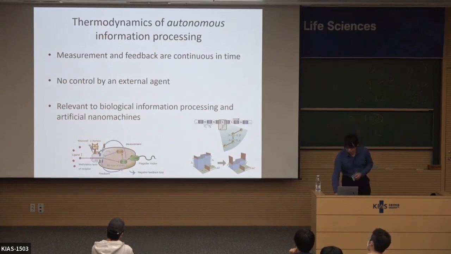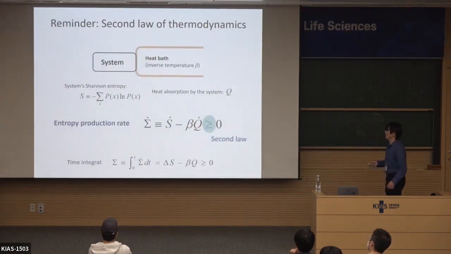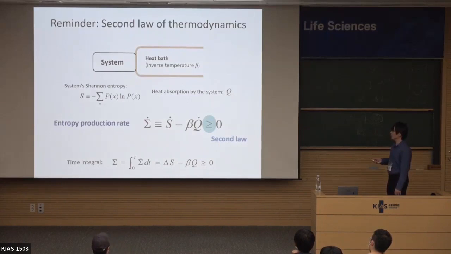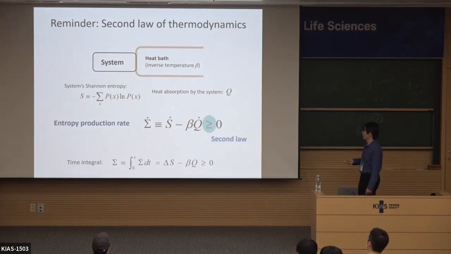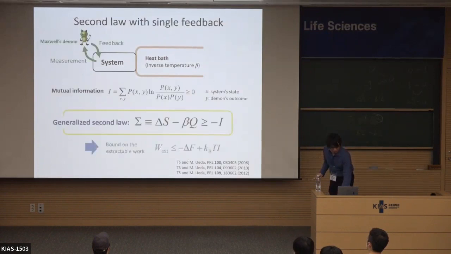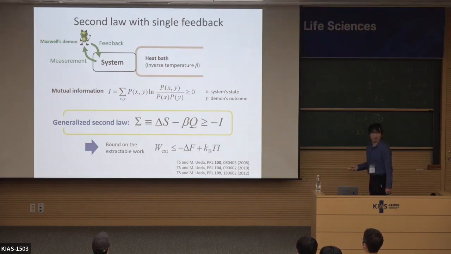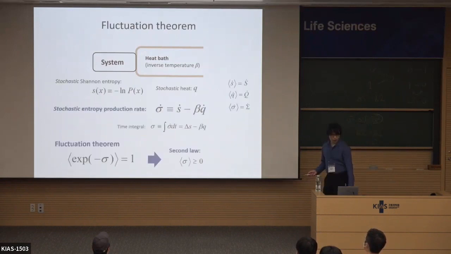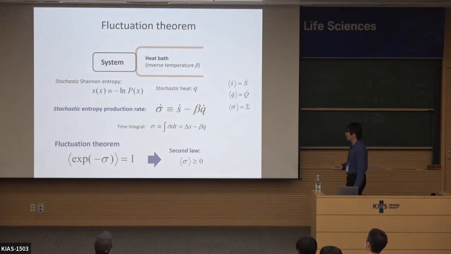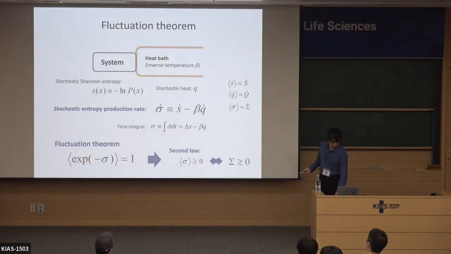Okay, so again, I'm going back to the standard setup. Here's a system, here's a heat bath, and here's the channel of information. Again, the total entropy production is given by this. I slightly changed the notation. Now we have the total entropy production given by capital Sigma, and that is given by the channel information change and the heat flow. Again, this is a reminder. In the presence of a single feedback and measurement, the lower bound of the entropy production of the system is given by minus the mutual information. We also have the fluctuation theorem here. We can introduce the stochastic entropy production, and it always gives one if we take the ensemble average of the exponential. Again, this is a reminder.